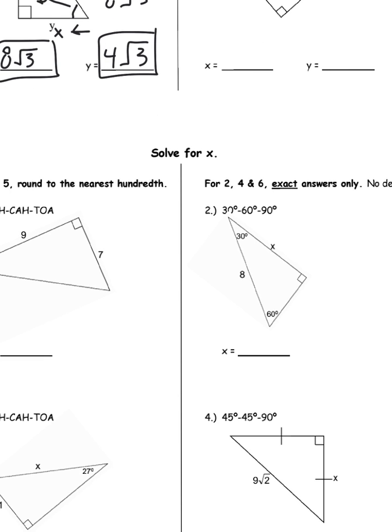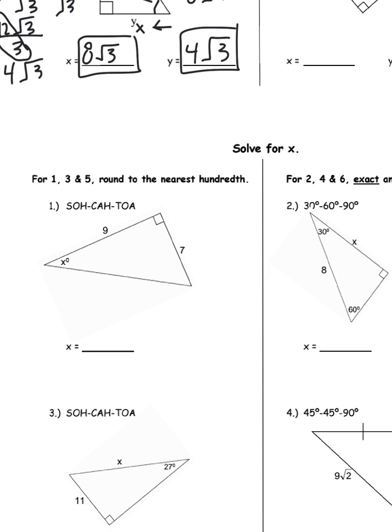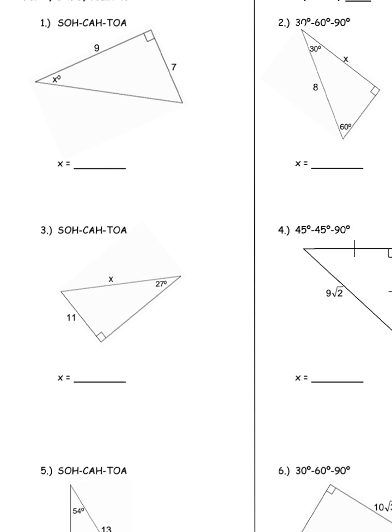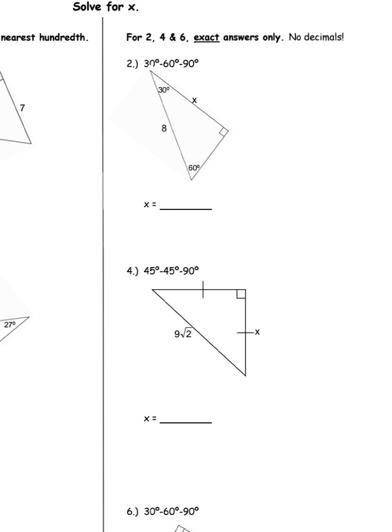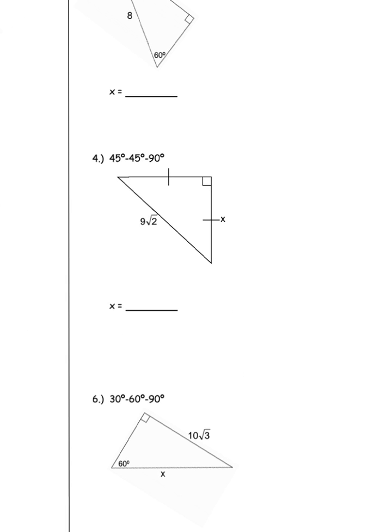When you move on to the next page, you've got 2 different columns of problems here. The left side is going to be your good old-fashioned SOHCAHTOA, sine, cosine, tangent. Looks like we've got some inverse trig on here, some regular trig, so that's what 1, 3, and 5 are. And then 2, 4, and 6 are going to be your 45, 45, 90 triangles and your 30, 60, 90 triangles, the shortcuts that are in this video and the videos that you already watched.